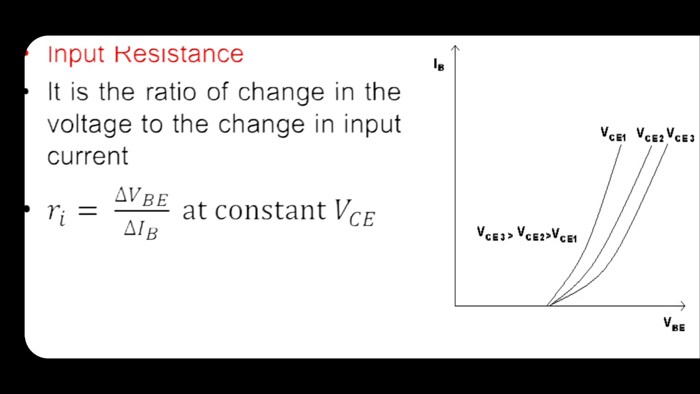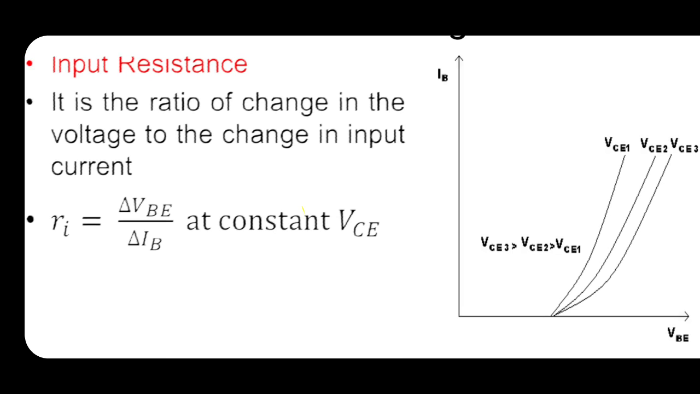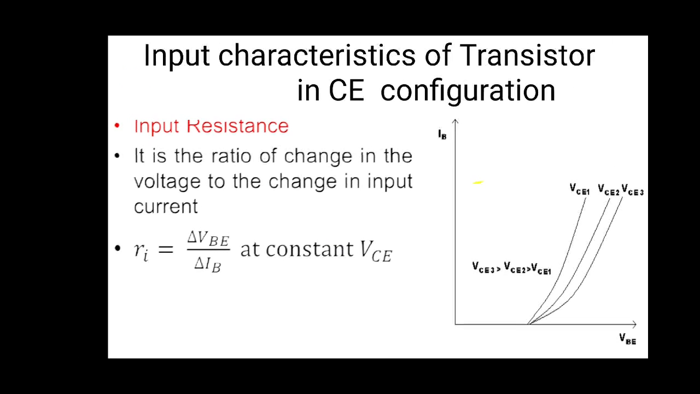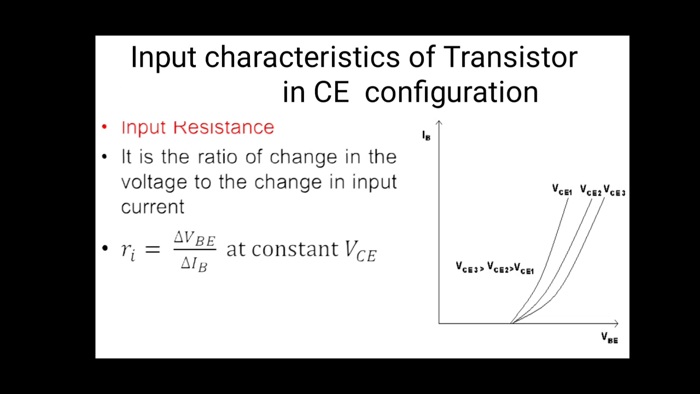So for these three different values of VC, we are getting different values between the input voltage and input current. From these characteristics we can find out the input resistance. The input resistance is delta VB upon delta IB at a constant VC, according to the diagram, that is the input resistance RI. So it is the ratio of change in voltage to the change in input current.